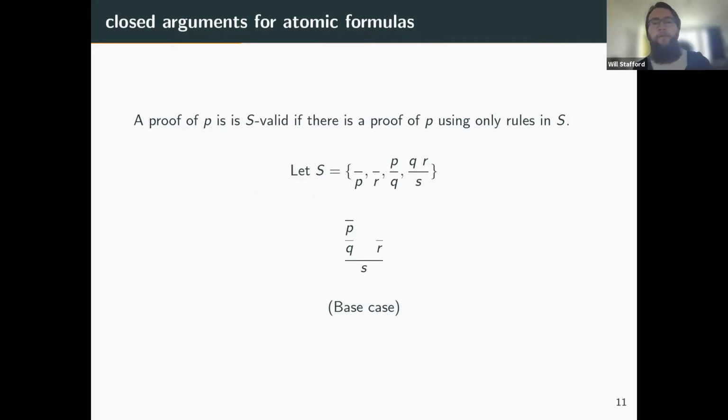So imagine we have some set S that has the axioms P and R, then an inference from P to Q, and another inference from Q and R to S. Well, in this case, we're going to be able to construct an S-valid proof of little s, simply by sticking these rules together, as I've done here.